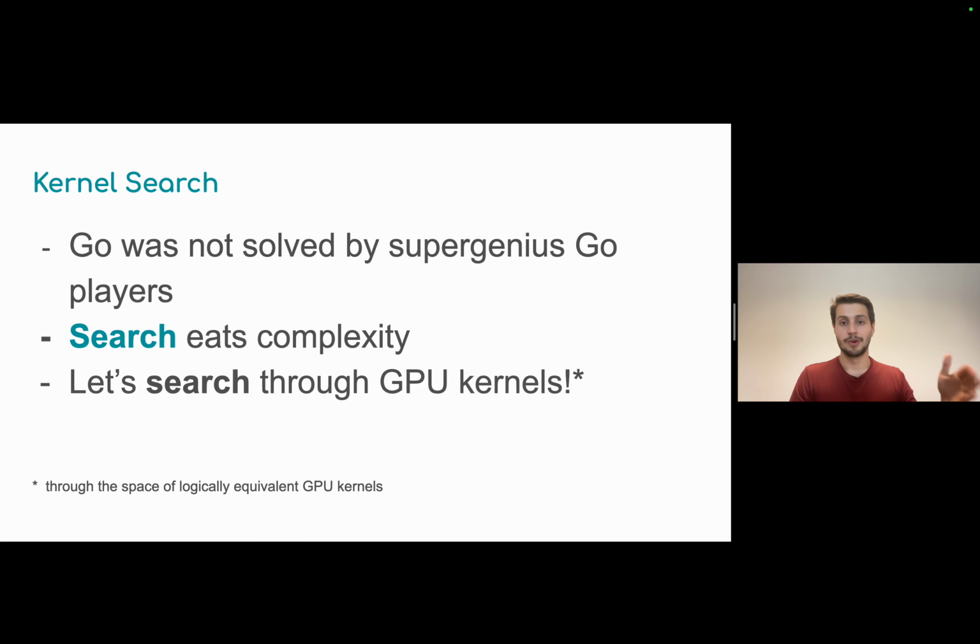And so what we're doing is the exact same thing. Instead of Go boards, we are searching through logically equivalent GPU kernels. So this means that we don't need to hand write a whole bunch of rules and then hope that they always work to produce fast code. What we can do is write a whole bunch of simple rules to build this big search space and then let the search go through and find the fastest kernels.